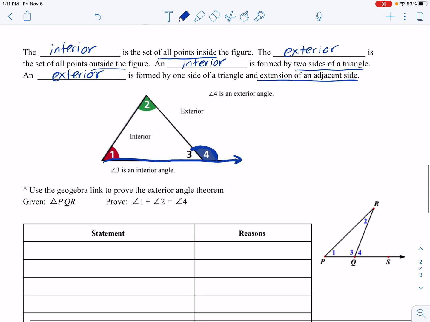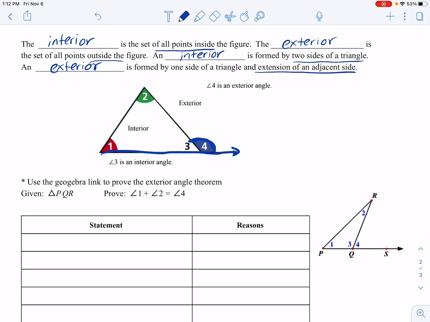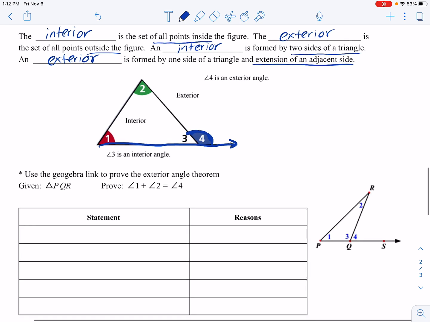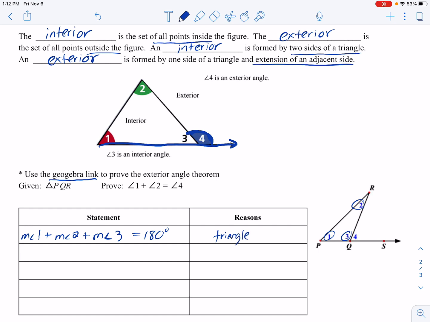The reason we're defining those is we have an exterior angle theorem as well, just like we have an interior angle theorem, okay? And we're going to prove that here. I'm going to show you this GeoGebra link in class that proves the exterior angle theorem, but we're going to start with this interior angle theorem, that 1 plus 2 plus 3 equals 180 degrees. Triangle sum theorem.